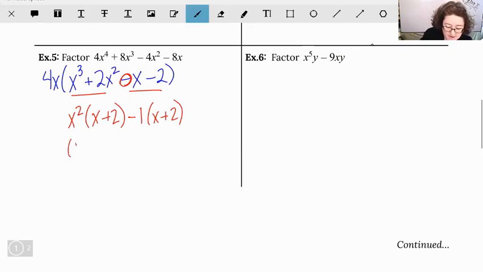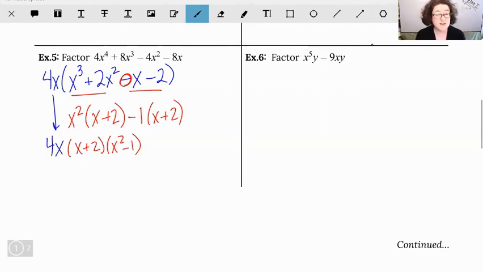Alrighty, so we had x plus 2 in common. We had a leftover of x minus 1. I'm going to go ahead and copy down my 4x that we did in the first step. We don't want to lose that GCF. It's still part of our final solution.